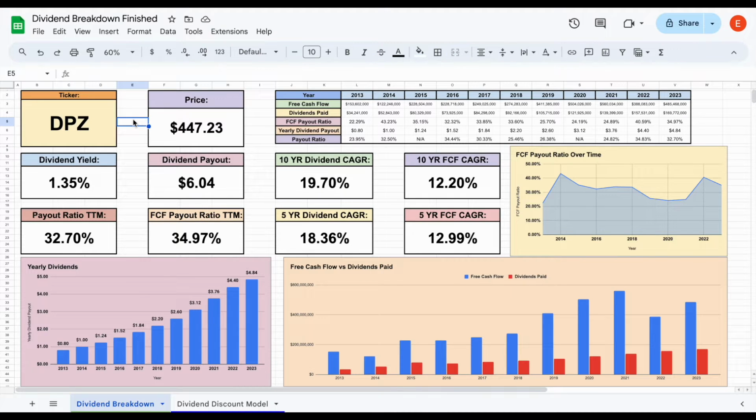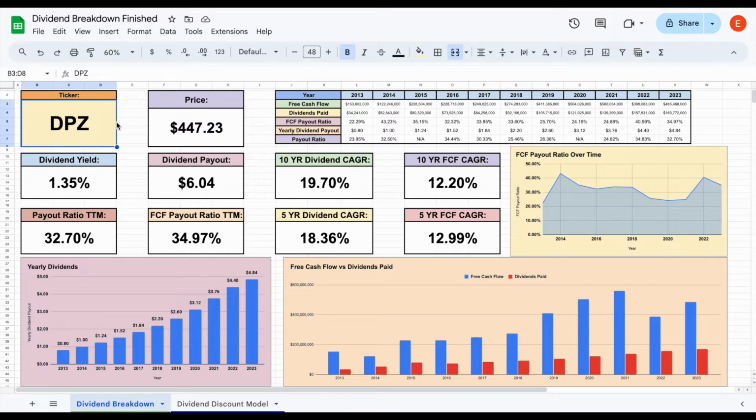But with the use of this tool, I can automatically pull in all this information to automatically break down any dividend stock that I'd like to see simply by plugging in the stock ticker, and I can look at stocks from over 70 plus stock exchanges all across the world. So let's go ahead and look at this dividend breakdown spreadsheet that I've just built out.